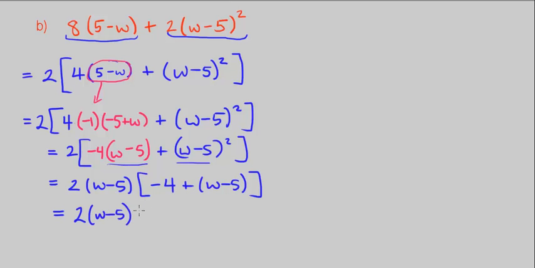And these I can combine, right? Without the parentheses, it's just w, negative 5, and negative 4, combined like terms is negative 9. Okay? So completely factored, I have 2 times (w minus 5) times (w minus 9). And this is the complete factorization of this right here. All right, so this ends the quiz review number 5.